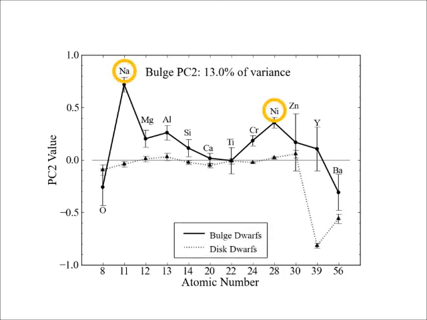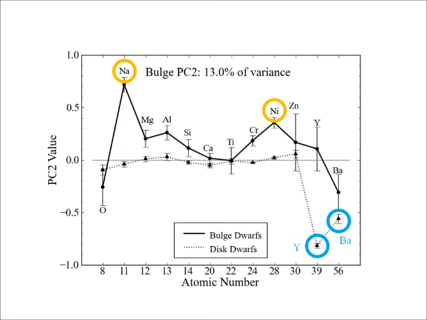For comparison, we have done PCAA on a sample of local thin and thick disk dwarfs. The disk PC1 is nearly identical to the bulge PC1. The disk PC2, on the other hand, is almost exclusively correlated with yttrium and barium, 2 elements chiefly produced in the s-process of asymptotic giant branch stars.